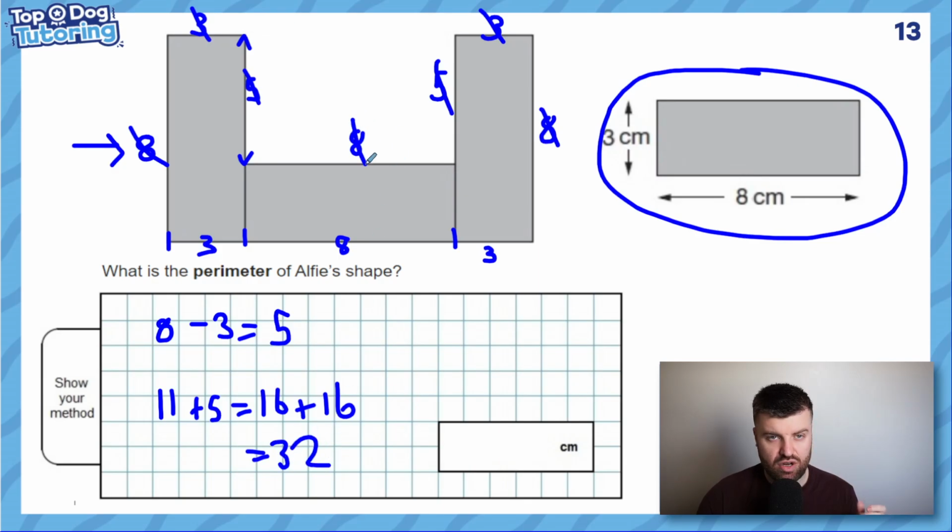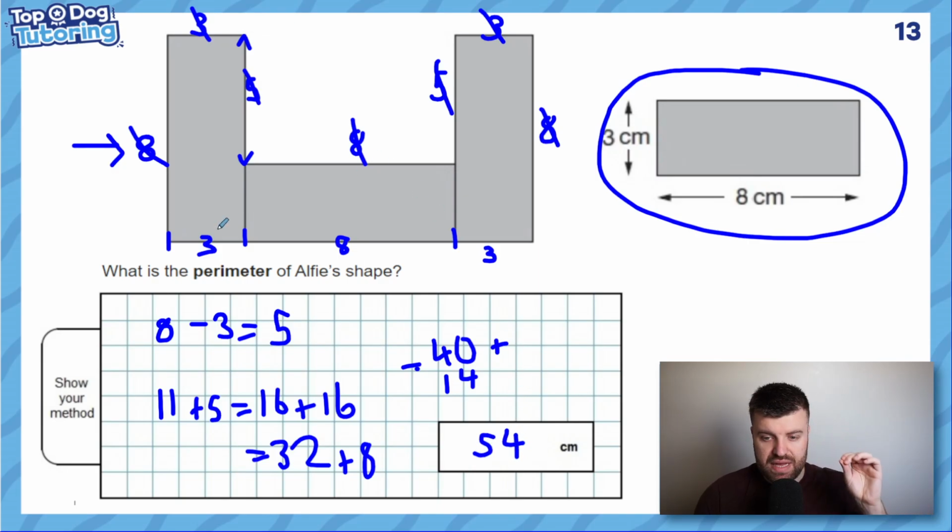I'm going to add this 8 on because 2 goes nicely with 8. 32 plus 8 is 40. And now I've only got the bottom sides left. 3 plus 8 plus 3. Well, 3 plus 3 is 6. Plus 8 is 14. So I'm going to do 40 plus 14, and I get 54 centimeters. Be systematic. Cross them out as you go. Don't add up the same number twice. That is classic problem solving right there. Stick around to the end because you'll be able to have a go yourself.